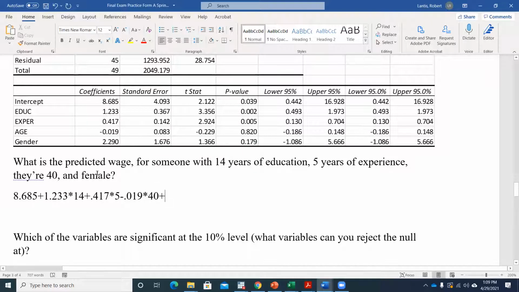Now for this binary variable, if they're female, we said this was 0. So we'll take that coefficient on that variable, but it gets multiplied by 0. So really, we didn't have to do that. I came up with these numbers off the top of my head, so let me do the math real quick so you can make sure that you can reproduce this.